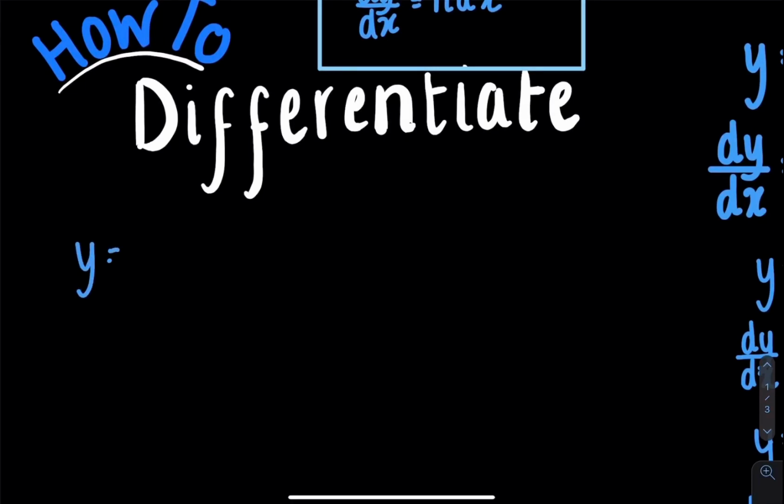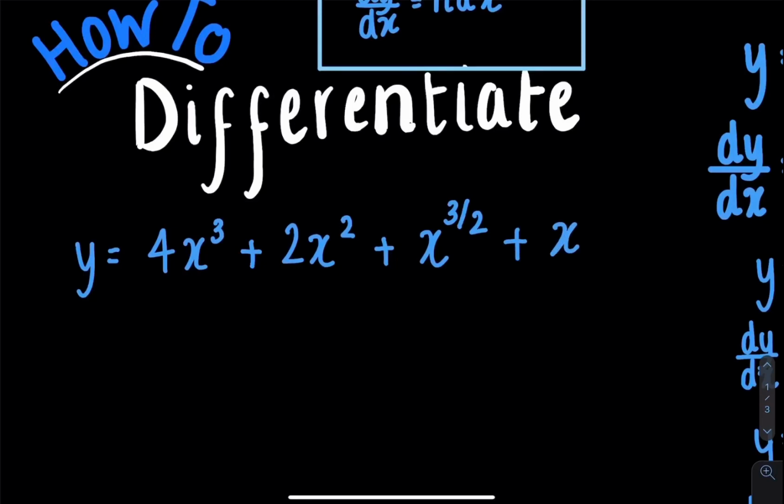y equals 4x cubed plus 2x squared plus x to the power of 3 over 2 plus x to the power of minus 4. Now, if you want to differentiate this function, don't be thrown off. You just do each of these terms separately as we've been doing before.